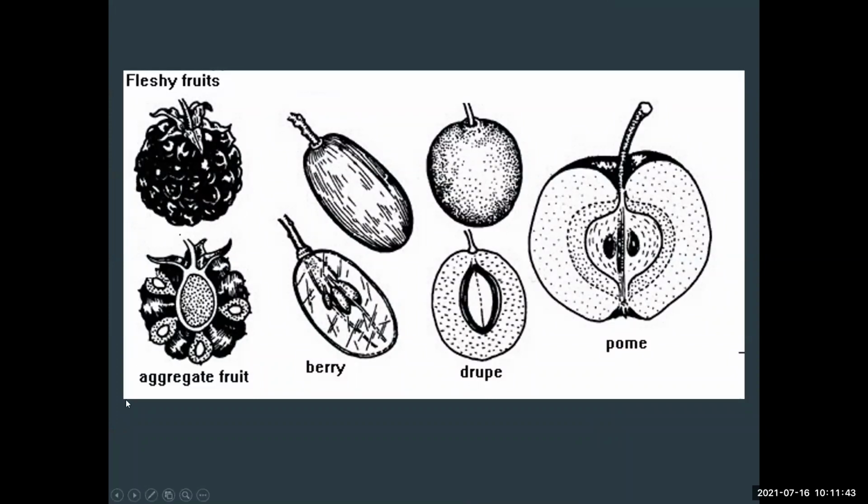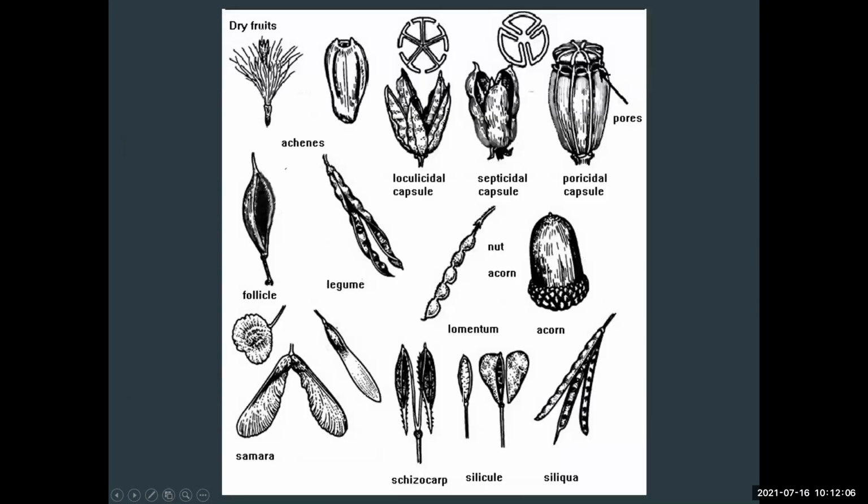So fleshy fruits, we tend to talk about mostly berries and drupes. Berries are fleshy fruits that have multiple seeds. Drupes are fleshy fruits that have a single seed with this bony endocarp, this little layer on the inside. So berries and drupes, the most important terms there.